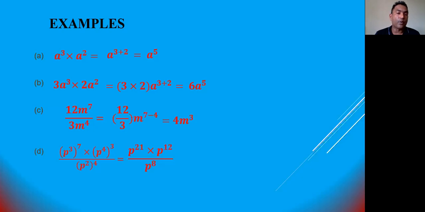Now, in the second step, you're going to use multiplication law. That is p power 21 times p power 12. According to multiplication law, we need to add the powers. So 21 plus 12 is 33. Then we are left with division, p power 33 over p power 8. Using division law, you're going to subtract 8 from 33. It becomes 25.